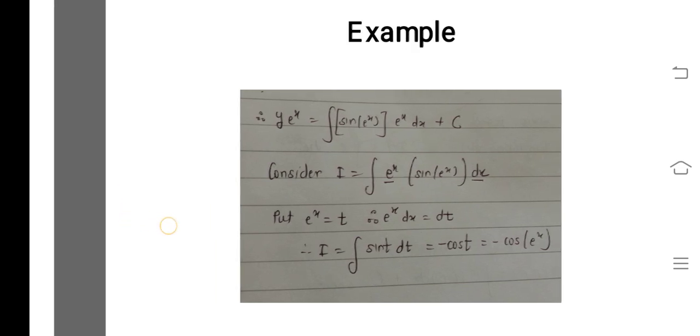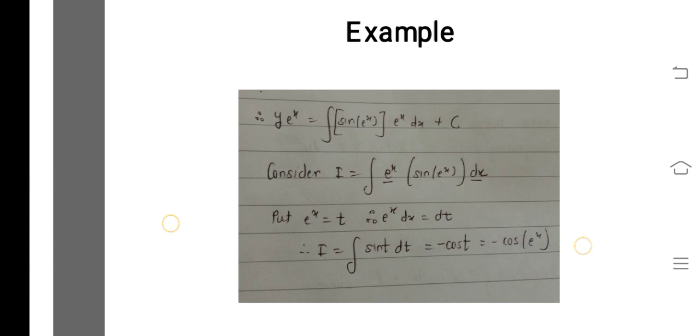Let's put e to the power x equal to t. So e to the power x dx is equal to dt. So this integration I becomes integration of sine t dt, which is minus cos t. Let's substitute the value of t. t is e to the power x. So this is equal to minus cos of e to the power x.